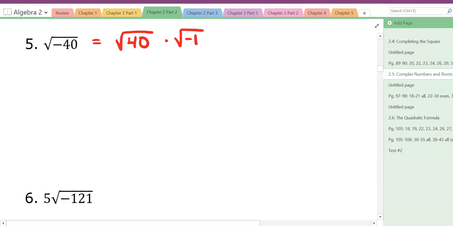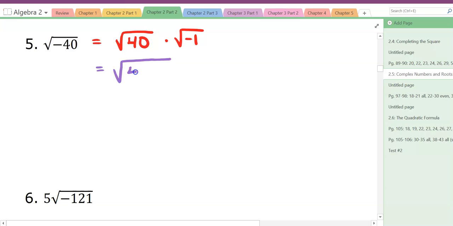This is brand new to you guys, so I don't want you to just jump in and think that you have to do it the fastest way. Take your time with these. What's the perfect square number that goes into 40?